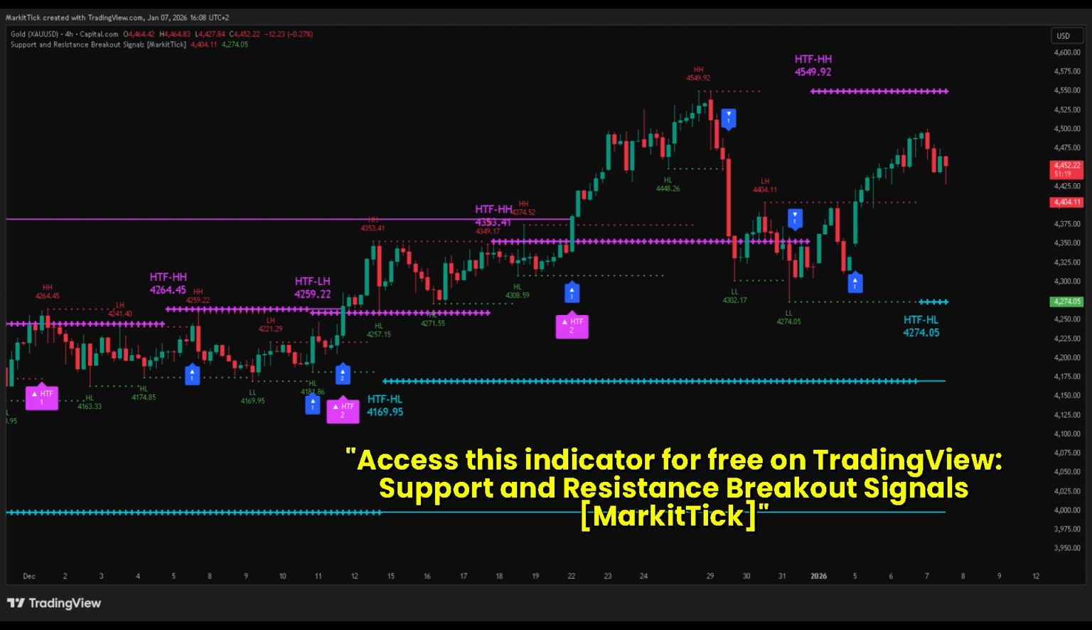HTF bounce plays: use the thick fuchsia/aqua lines as major zones. If price approaches a thick aqua line, HTF support, and fails to break it, look for LTF bullish structure, HH/HL, to form for an entry. Volume filtering: enable the volume confirmation setting to filter out fakeouts, breaks on low volume.